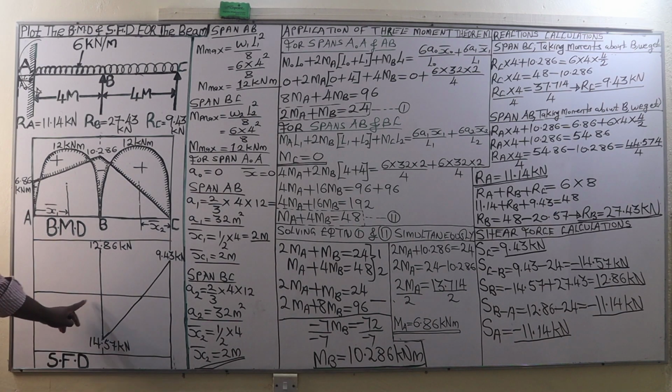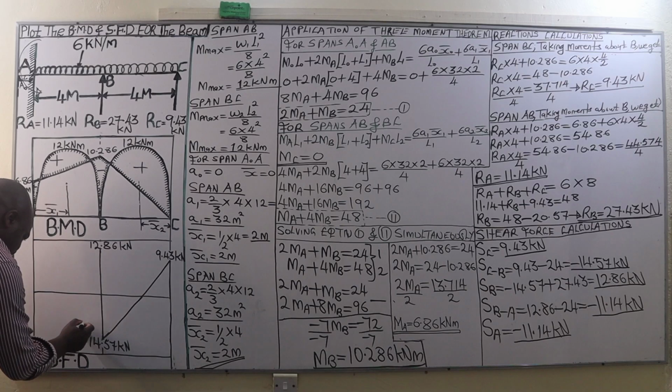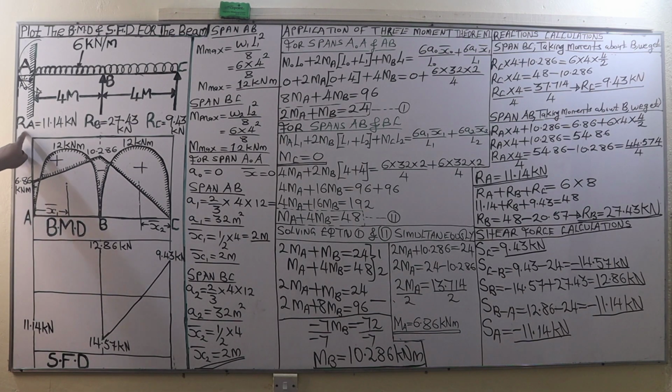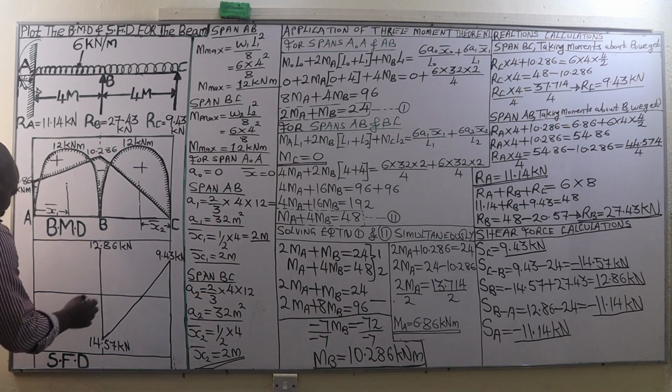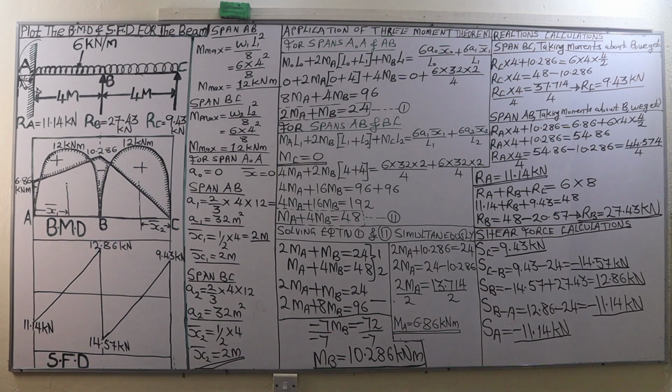Then the shear force between B and A is going to change uniformly from 12.86 to negative 11.14. So negative 11.14 below. So this is 11.14 kilonewtons. And we will see that the shear force between B and A is equivalent to the reaction at A. So the uniform change, we are going to join this 12.86 to this 11.14 kilonewtons. Hope that is going to be straight. A good try. Shear force at A, negative 11.14. So ladies and gentlemen, that is our shear force diagram.